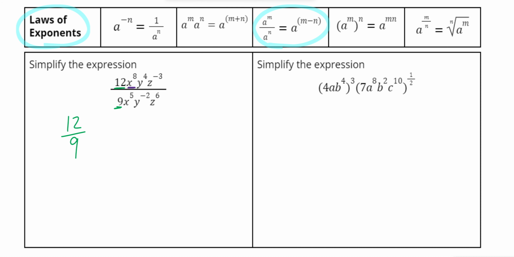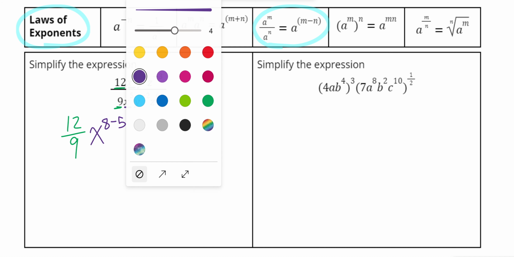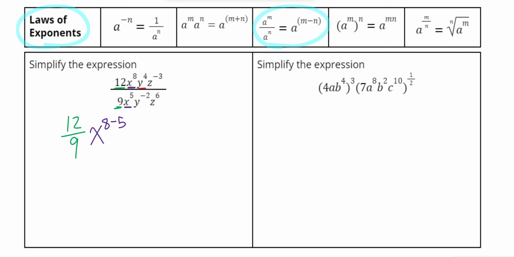So 8 minus 5. We have y to the 4th being divided by y to the negative 2nd power. So the base is y. The top exponent was positive 4. The bottom exponent was negative 2. So if you subtract them, 4 minus negative 2. Then z to the negative 3rd is being divided by z to the positive 6th, so that's negative 3 minus 6.